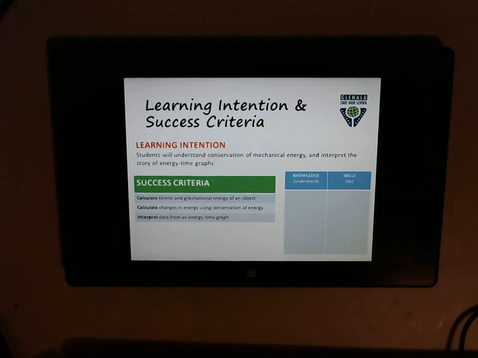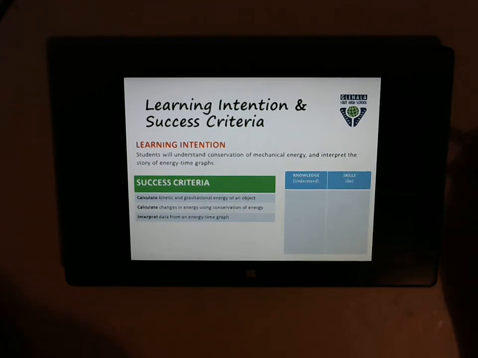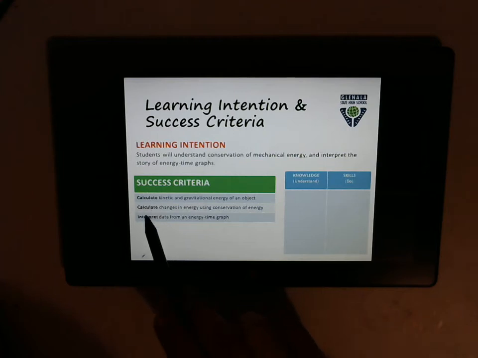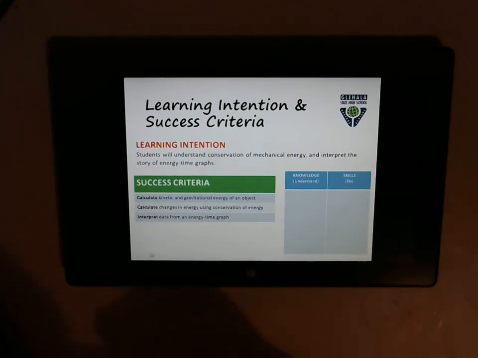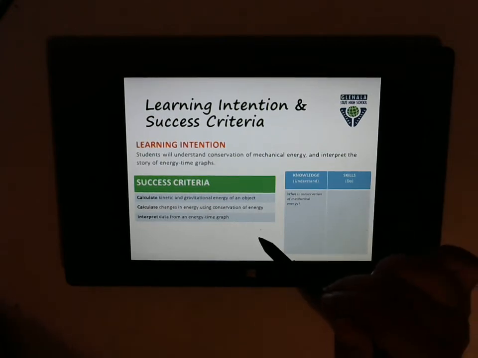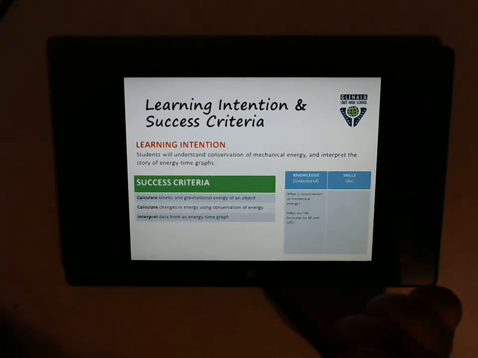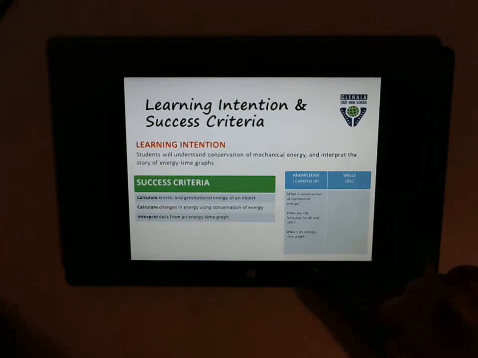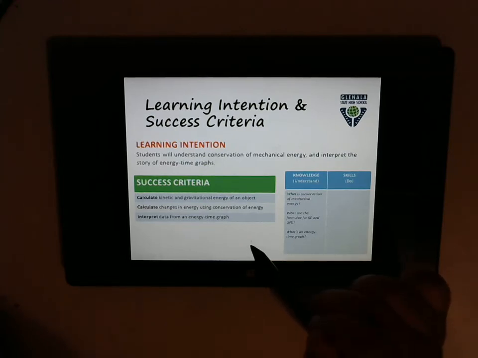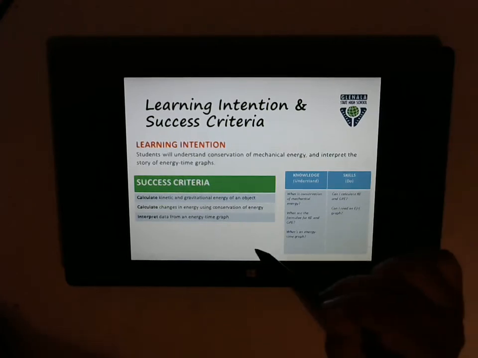Okay, so having a look through here, we can see that we need to understand conservation of mechanical energy. We want to be able to interpret the story of energy time graphs. Going through here, we see a little bit more heavily on the skills part of the verbs. In terms of knowledge, we need to know what is conservation of mechanical energy. Secondly, what are some formulas in order to be able to do kinetic and gravitational energy calculations. And finally, what's an energy time graph? Our skills should be, can you do these calculations? And secondly, can you read this graph?